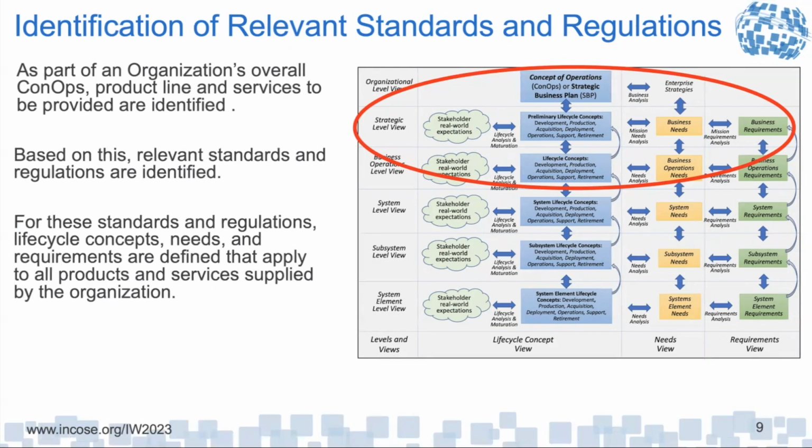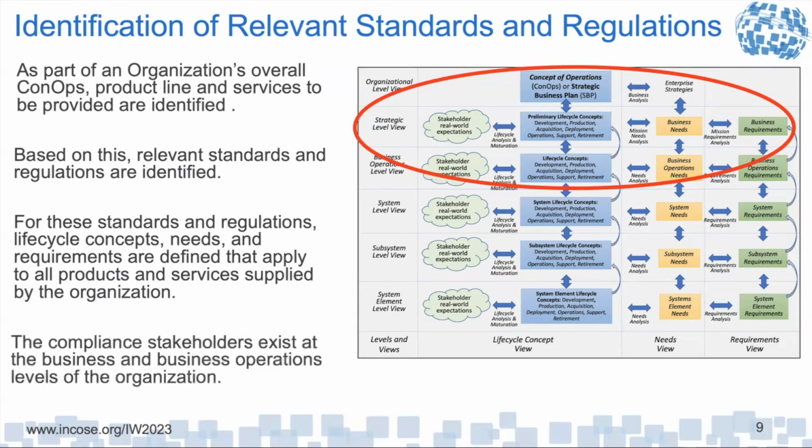And then for each project, at the system level, it's clear to them what standards and regulations apply to the organization, whether it applies to the processes that govern how they're going to develop a product, or it applies to the product itself. And so the compliance stakeholders exist at this business operations level of the organization, and they're there to support all the different projects that are delivering products within the product line.